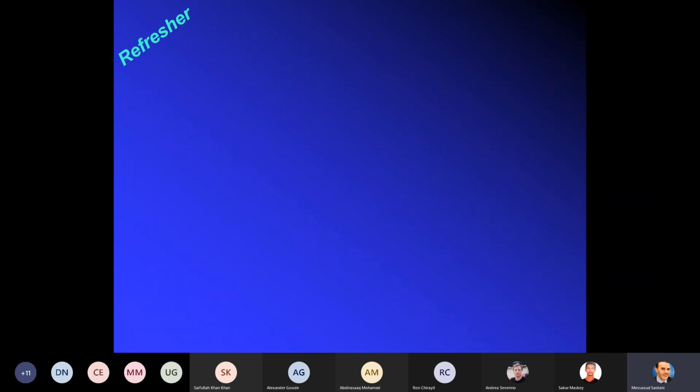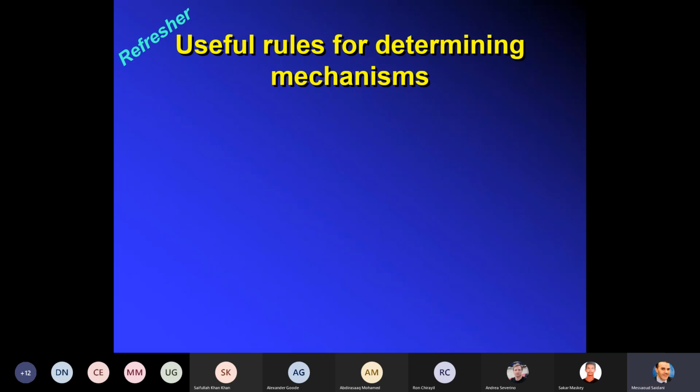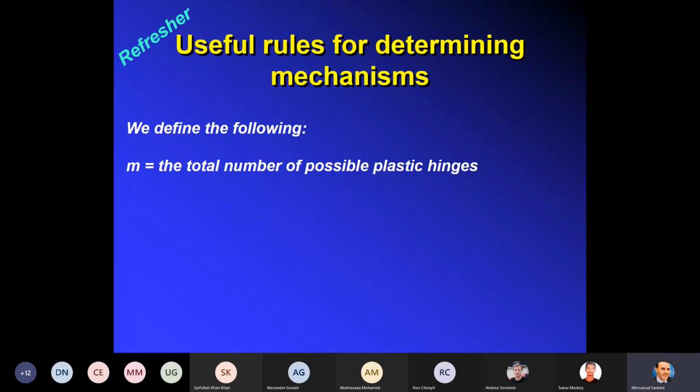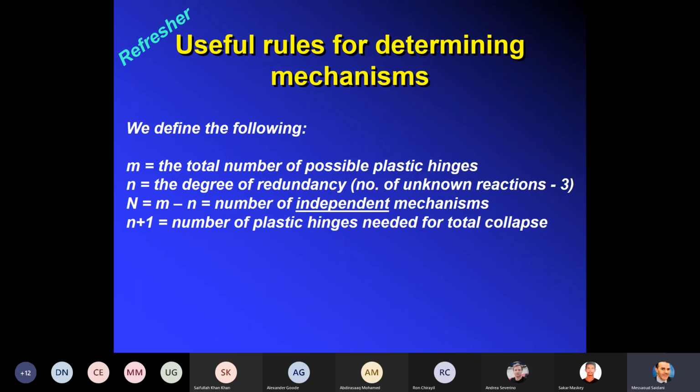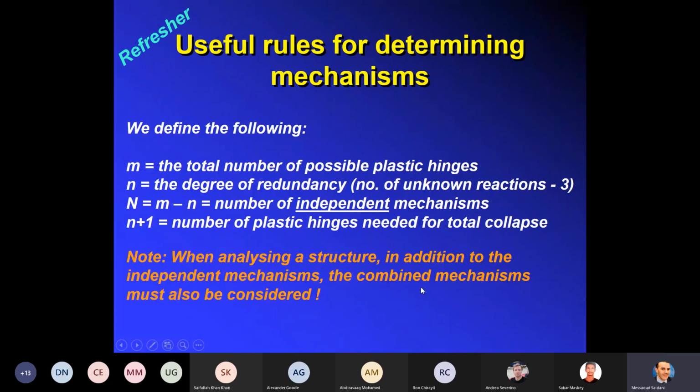Just as a refresher, the rules for determining the mechanisms are: the total number of possible plastic hinges, M; the degree of redundancy, N, which is the number of unknown reactions minus 3; and the number of independent mechanisms, being the difference of the two, M minus N. Finally, N plus 1 will give us the number of plastic hinges that we need for complete collapse.